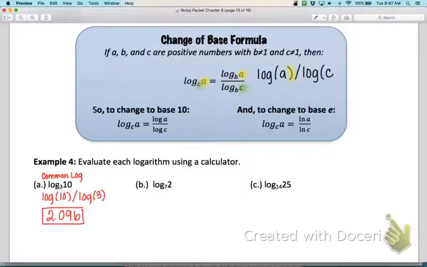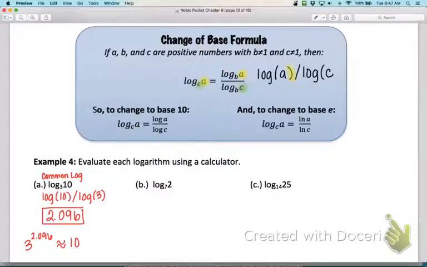Now think about what that means. That means that roughly 3 to the 2.096 power is going to be equal to approximately 10. So go ahead and put that in your calculator to verify that. And I get 10.00106. So it's not exact, but it's pretty darn close. It's an approximation. If we had gone out to more decimal places, it would get closer and closer and closer.